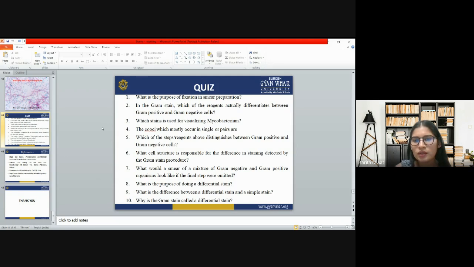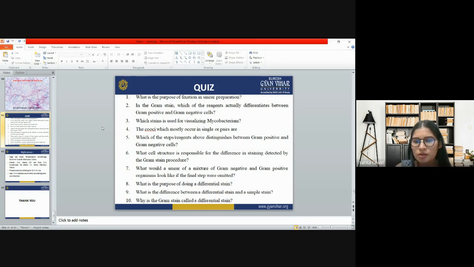Which cocci mostly occur in single or pair? Then which step or reagent above distinguishes between gram positive and gram negative cells? What cell structure is responsible for the difference in the staining detected by the gram stain procedure? Next question: what would a smear of a mixture of gram negative and gram positive organisms look like if the final step were omitted? So you can answer this.